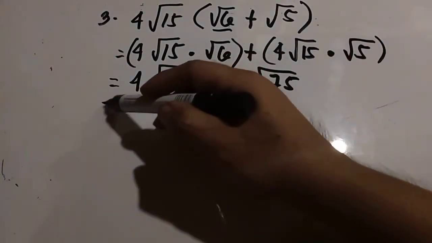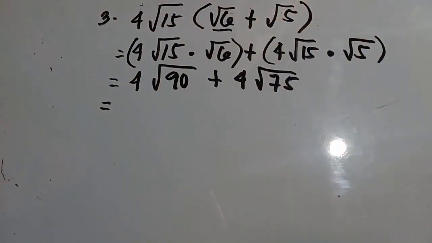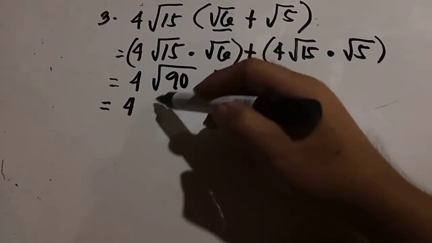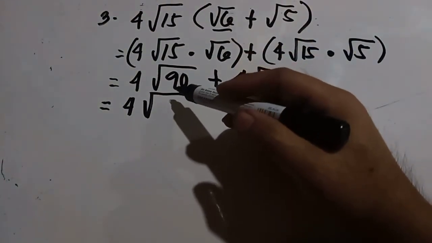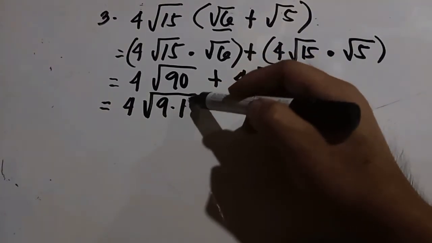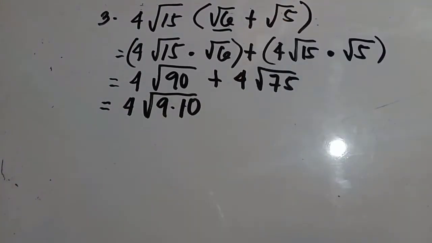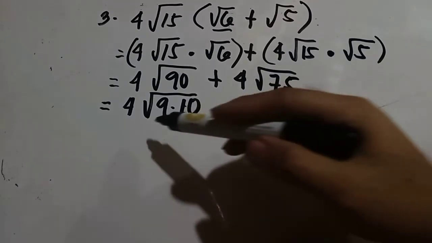Okay, next, kunin natin ang factor. So we have 4 factors sa square root of 90. Magiging meron tayong 9 and 10. Kasi 9 times 10, that is 90. And the 9, that is a perfect square. Kasi 3 times 3 is 9.